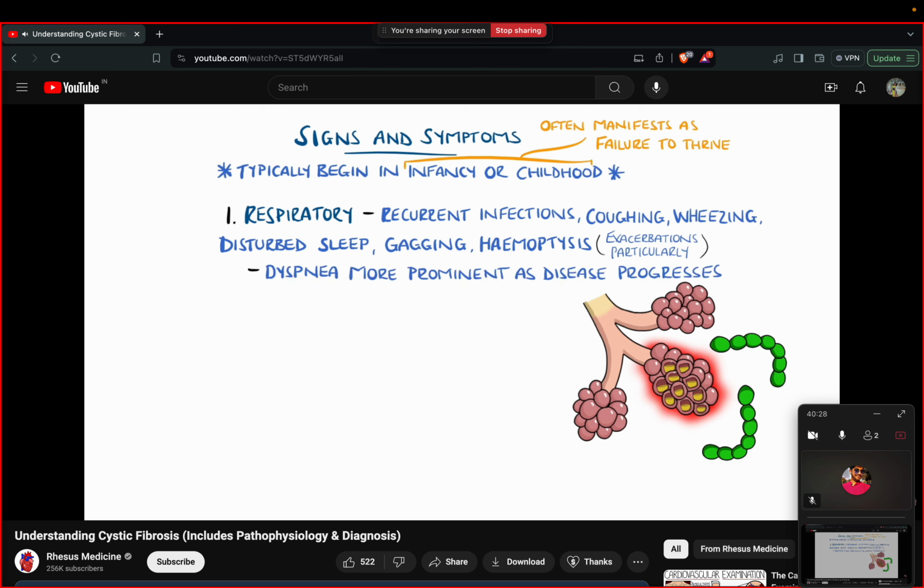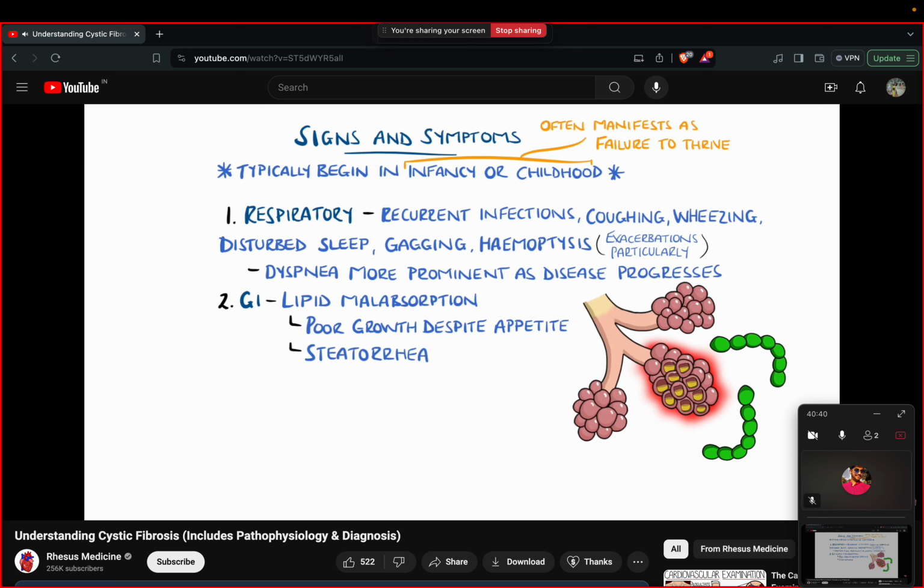Pancreatic insufficiency leads to malabsorption of nutrients, particularly fats, resulting in poor growth despite a good appetite. And it can also cause foul-smelling stools laden with lipids that are difficult to flush, called steatorrhea. Malnutrition and vitamin deficiency, particularly in vitamins A, D, E, and K, which are the fat-soluble vitamins, are common.